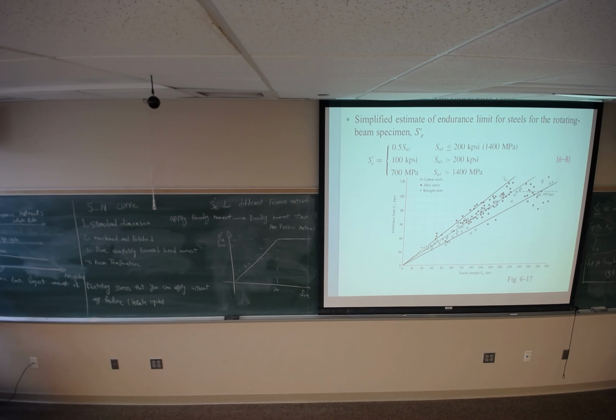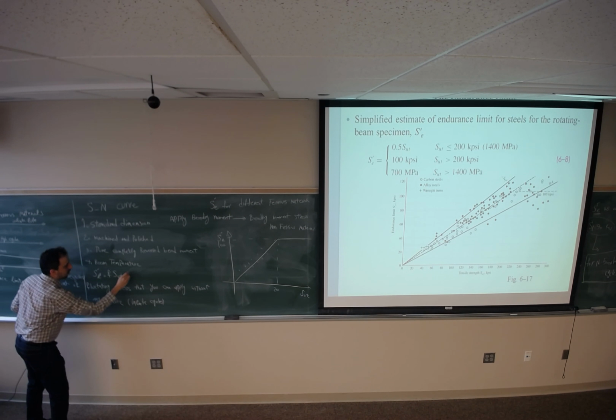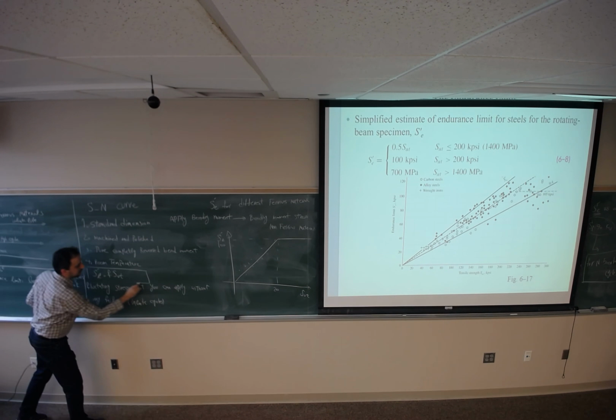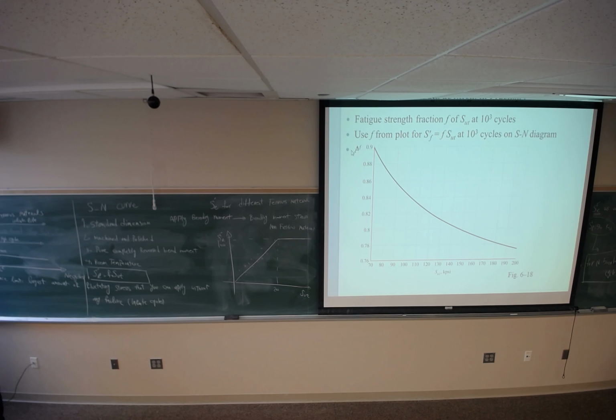I'm trying to find each point. S ultimate, I know where it is. S'e, now I know how I can find the value for S'e. Now I would like to find S'l, which corresponds to 1000 cycles. What would be the fatigue strength? S'l can be calculated by f times ultimate strength. What is f? These come from experimental tests. We call f the fatigue strength fraction.